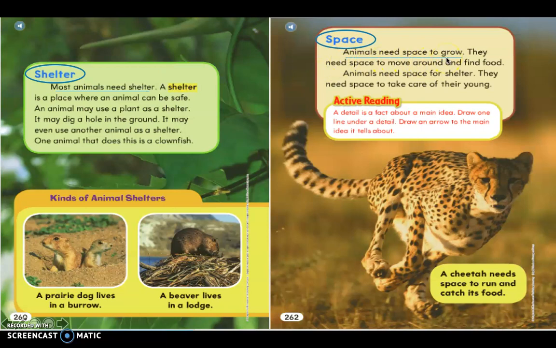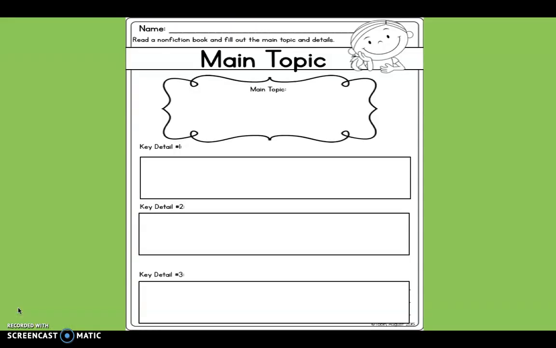Another key detail was that a shelter is a place where an animal can be safe. That's important. And finally, they need space to move around and be able to find food. I got it. So, using all those key details, what was that section of the book mostly about? Oh, it was about shelter and space.